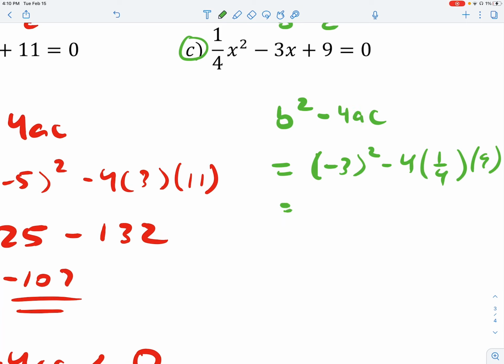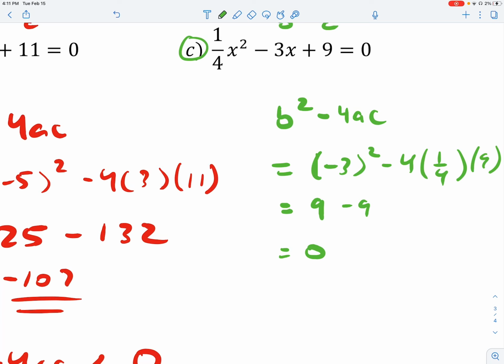Okay, so negative 3 squared is 9. And then negative 4 times 1 over 4. What we're actually doing is we're dividing the 4 by a 4. So this is just negative 1. So negative 1 times 9 gives us negative 9. And we end up with 0.